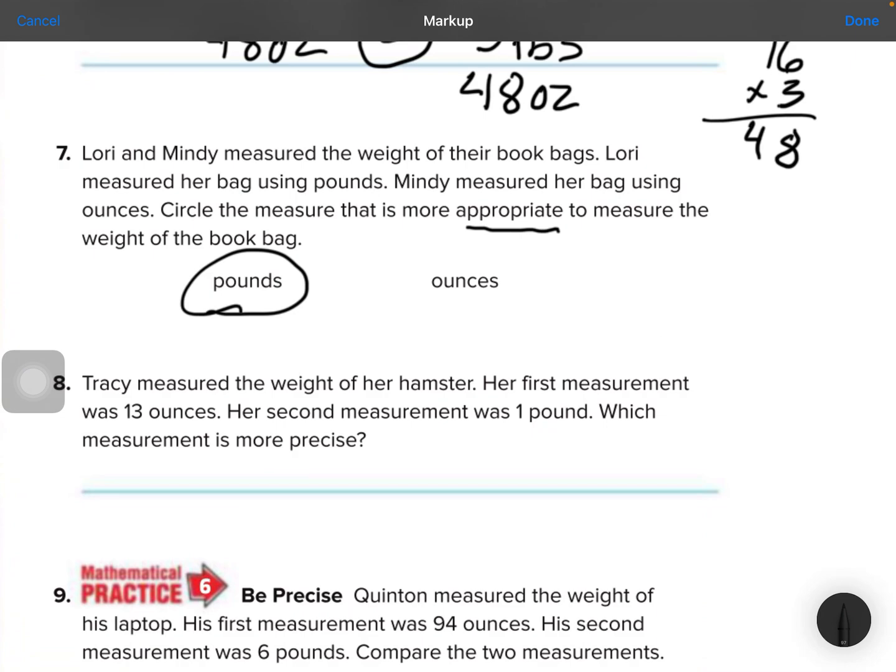Number 8, Tracy measured the weight of her hamster. Her first measurement was 13 ounces. Her second measurement was 1 pound. Which measurement is more precise? Now think about what I've been saying throughout this whole lesson. The smaller the measurement, the more precise the measurement. So ounces would be more precise.